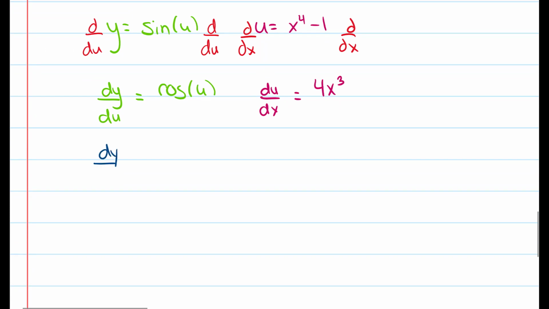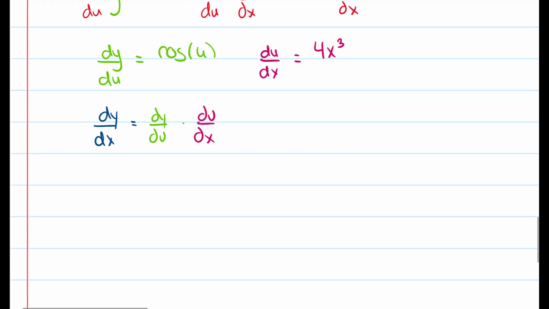So I get dy dx is equal to dy du times du dx. And dy du was cosine of u, and du dx was 4x cubed. So I get dy dx is equal to 4x cubed times cosine of x to the fourth minus 1.